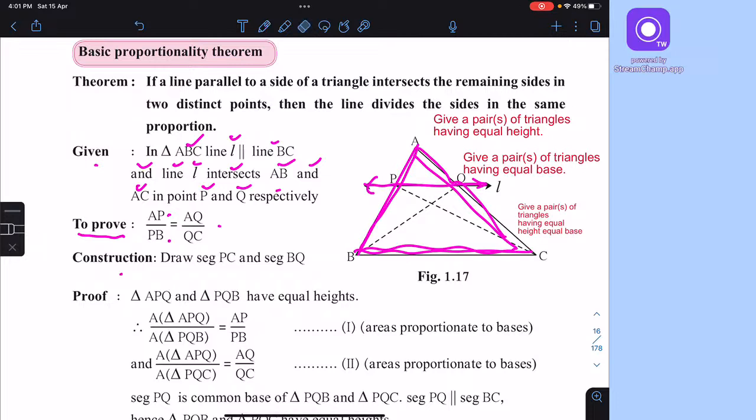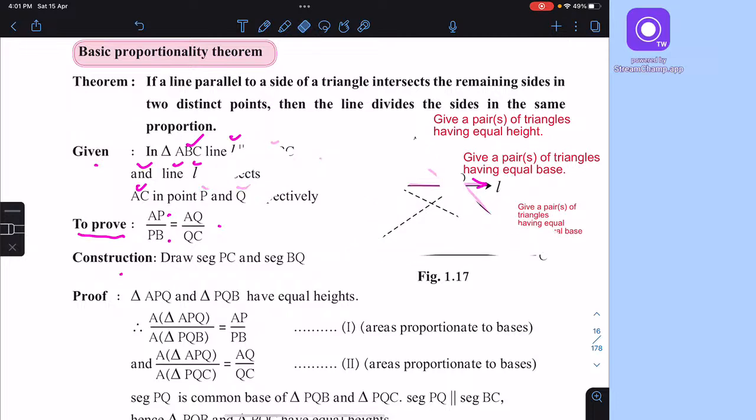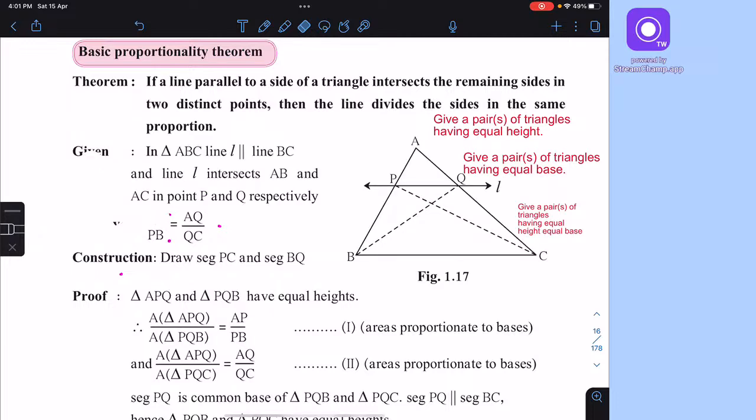Construction. Draw PC and BQ. Segment PC is drawn and BQ is drawn. Now here I am asking you a question. Give a pair, maybe a single pair or a number of pairs, of triangles having equal heights.